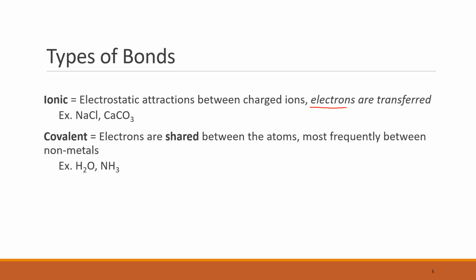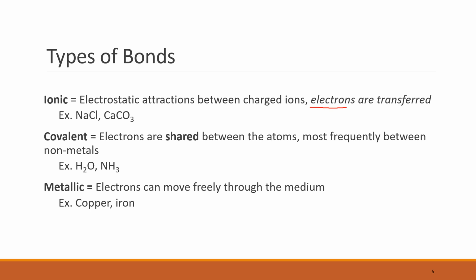Now, covalent bonds, this is the one we're going to focus on most when we're drawing our Lewis structures. We will look at ionic bonds as well, but mostly covalent because the electrons are shared in covalent bonds. So we're not seeing any transfer of electrons. We're just seeing them share. And this is most frequently between nonmetals. You can see the examples below of water and ammonia.